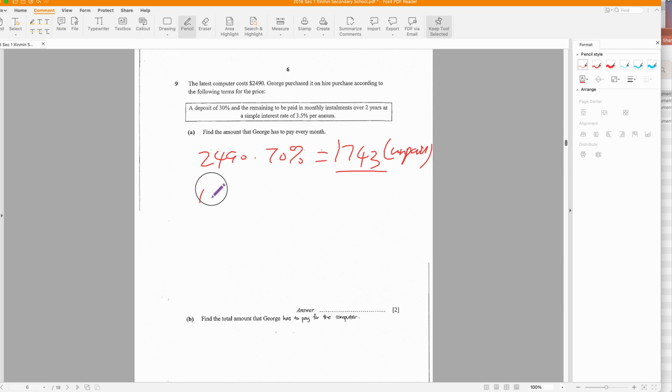1743 times 3.15 over 100, 3.5%. Which is, then times 24 over 2 years. Hold on. So this is your year one interest that you need to pay for this unpaid amount. Then the year two interest is another, because it is simple interest, so it's the same. Okay, so you get this.